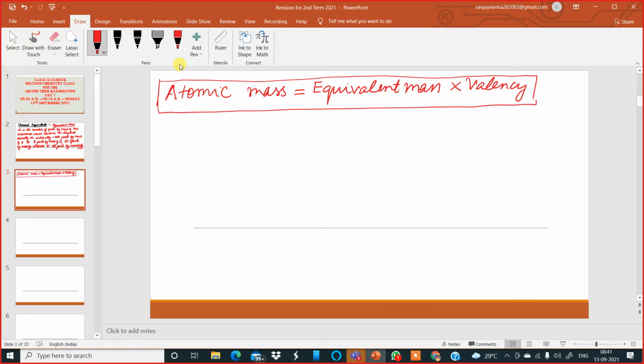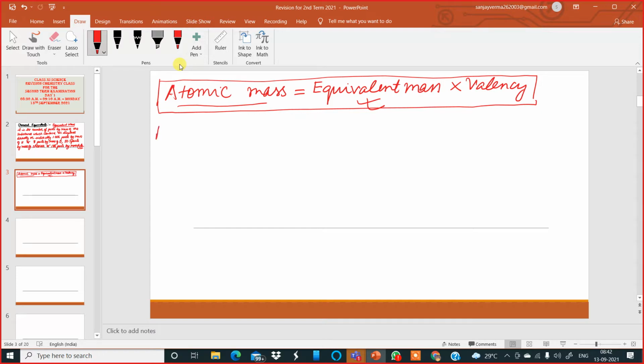So how do you get the equivalent mass? The equivalent mass is obtained by dividing the atomic mass by its valency. This is the universal formula for getting the equivalent mass of any atom of an element. Now, how to determine? For the determination of equivalent mass, various methods are there. So here we will determine the equivalent masses one by one. We will just go through the formula only.